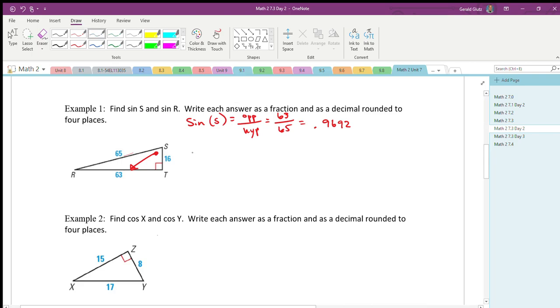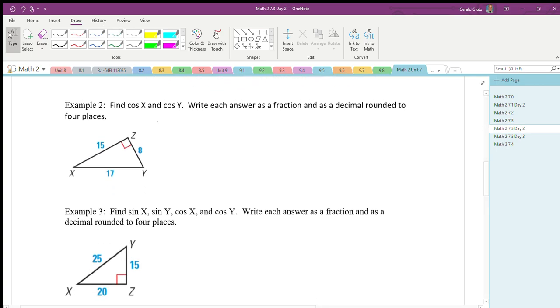And then the sine of R. So if I'm looking at angle R, the opposite side is 16, and the hypotenuse would be 65. So 16 divided by 65 would be 0.2462. So remember, sine, opposite over hypotenuse.